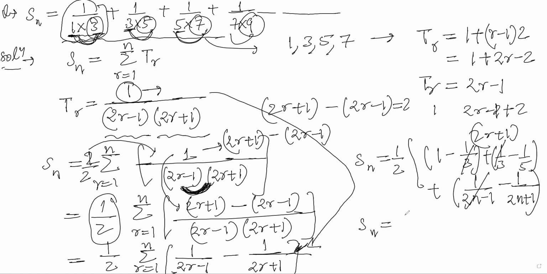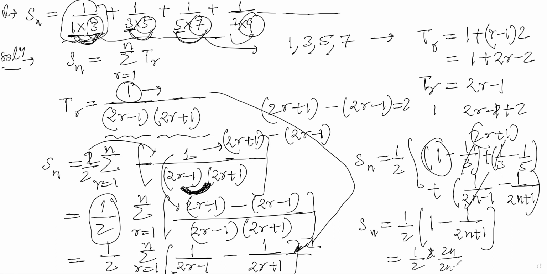Sn is equal to 1 by 2 into 1 minus 1 by 2n plus 1. There are only two terms, the first positive because there is no previous negative term to it, and the last negative because there is no succeeding positive term to it. Then if you solve, you'll get 1 by 2 into 2n by 2n plus 1, the 2 gets cancelled out, so you're left with n by 2n plus 1. That is the final answer for Sn.